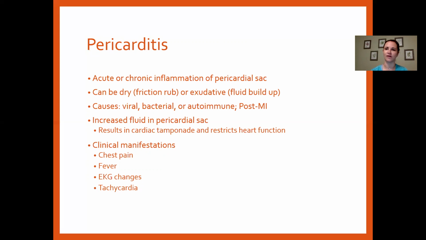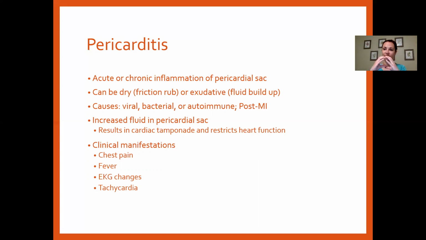So again, it can be dry with decreased fluid, or it can be the reverse and be increased fluid. Remember, there's two different things happening. They're both an inflammatory process of that pericardial sac, so they both fall under the umbrella of pericarditis. If there's increased fluid, if it's exudative in the pericardial sac, then that can result in cardiac tamponade, which we're going to talk about in the next slide, and that restricts heart function.